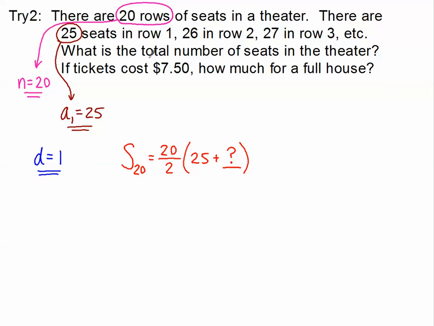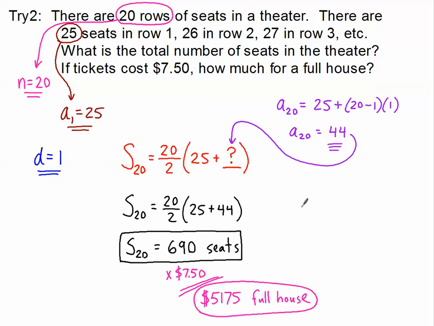I do want to know the total number of seats in the theater, so I know that I'm using my sum formula. S sub 20 would be 20 terms divided by 2 times the first term, which is 25, plus my last term, or my 20th term. That I do not know. I'm going to need to figure out that number before I can use this sum formula. So if that helps you to start to figure this out, why don't you pause again and continue.